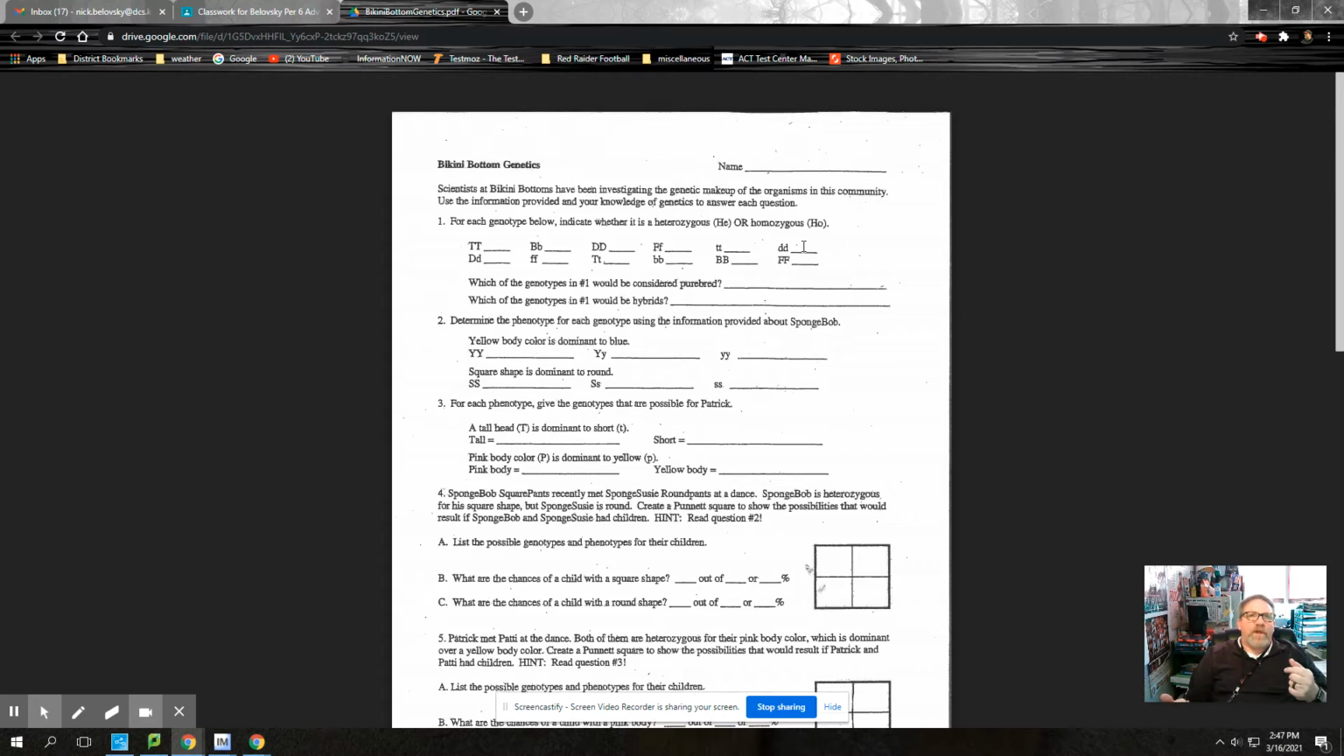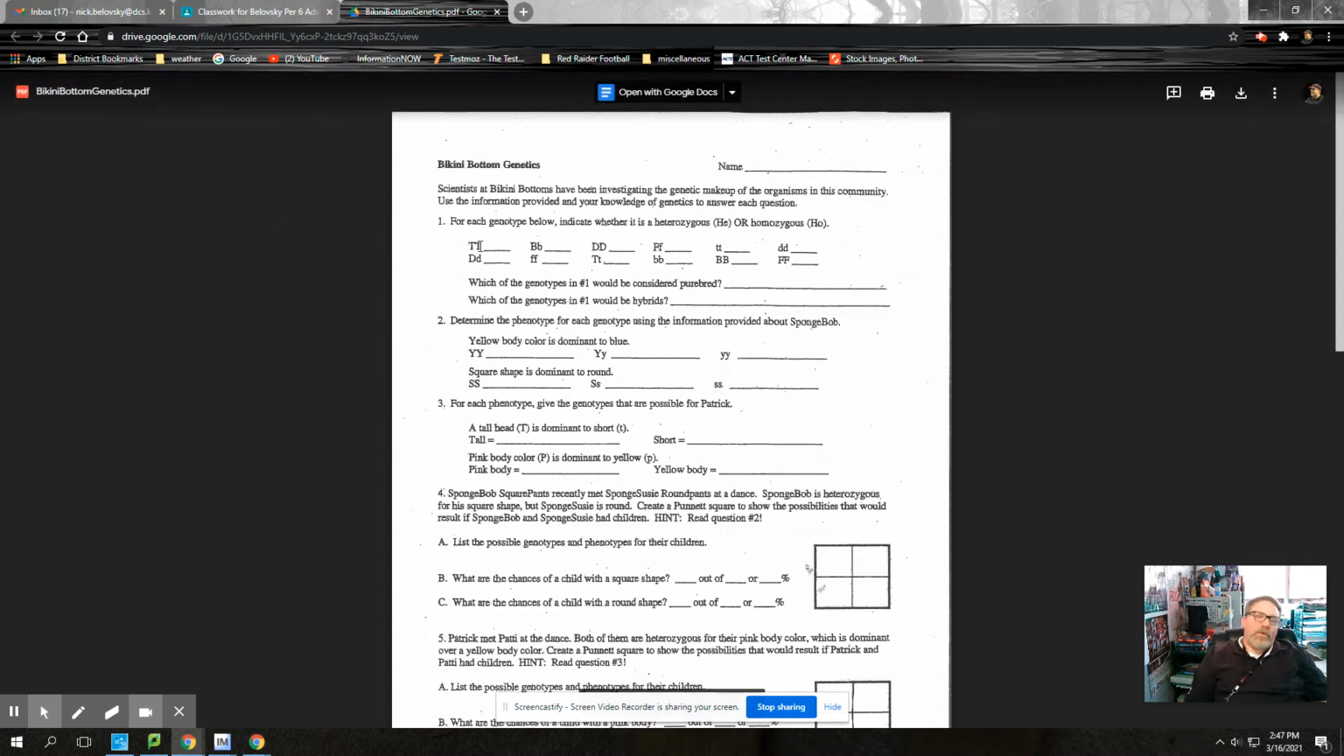Or homozygous means that it's the same letters. Now, when you hear homozygous, you should think same. You should also think purebred. Now, the two combinations would be big letter, big letter, or little letter, little letter. Such as if you're using H, big H, big H or little h, little h. Okay, so let's take a look here.